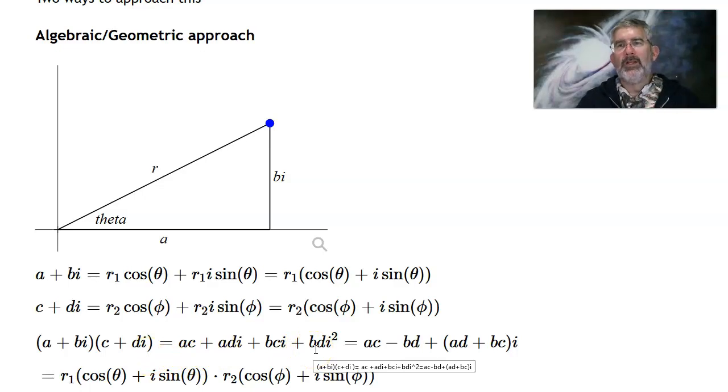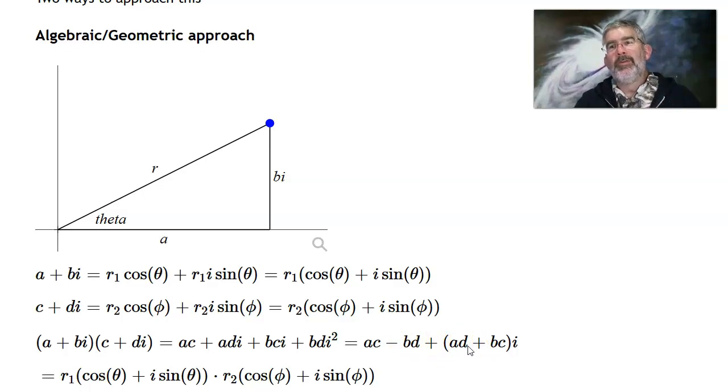But then I use the fact that I squared. Well, I is the square root of minus 1, so I squared is negative 1. And so the BDI squared actually becomes a completely real part. And the real part of the answer is the AC minus BD, because the I squared turned into minus 1. And the imaginary part of the answer is the sum of these two pieces, right? So factor the I out. And there you go. And that's pretty much all you would see in a pre-calc class, is that's how you do it. That's how you multiply them together.